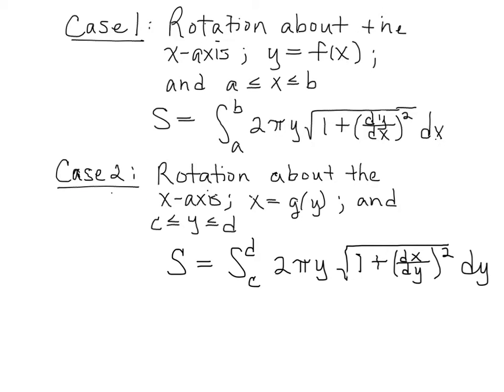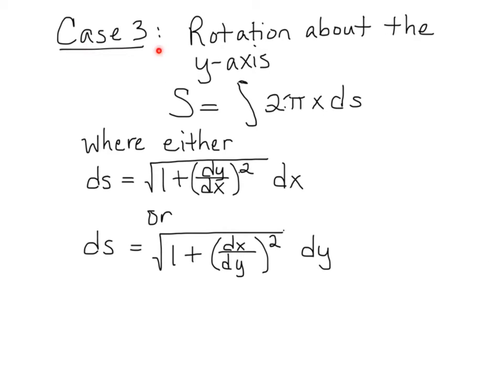Case 2 is: suppose we want to rotate about the x-axis a given function x equals g of y, where y is between c and d. The surface area here would then be the integral from c to d of 2 pi y times the square root of 1 plus (dx/dy) quantity squared, dy. Note here, we're integrating with respect to y.